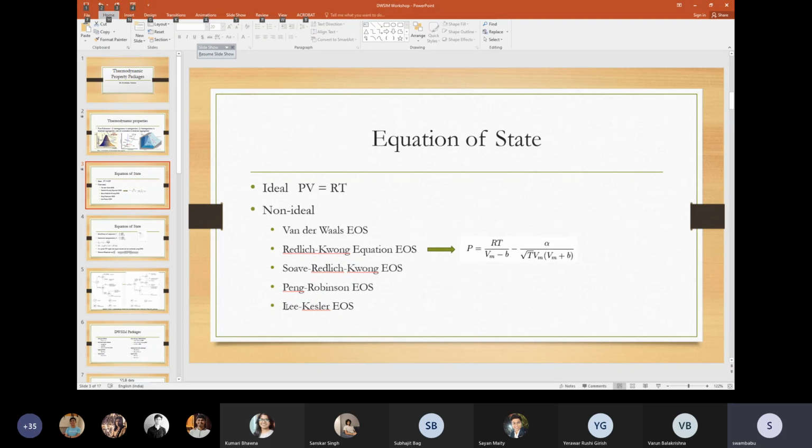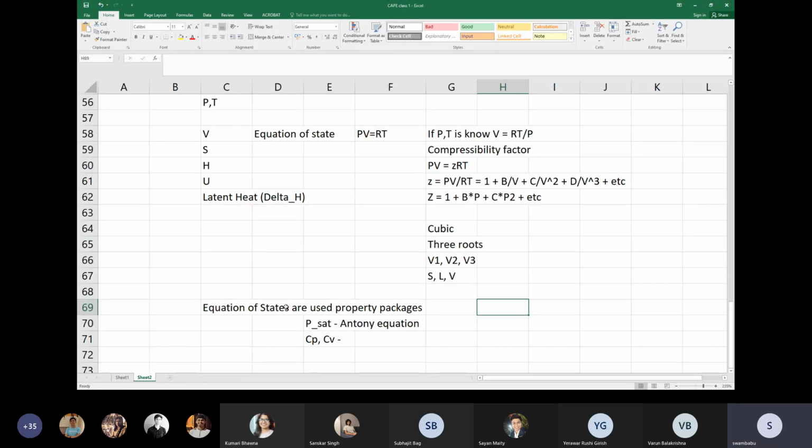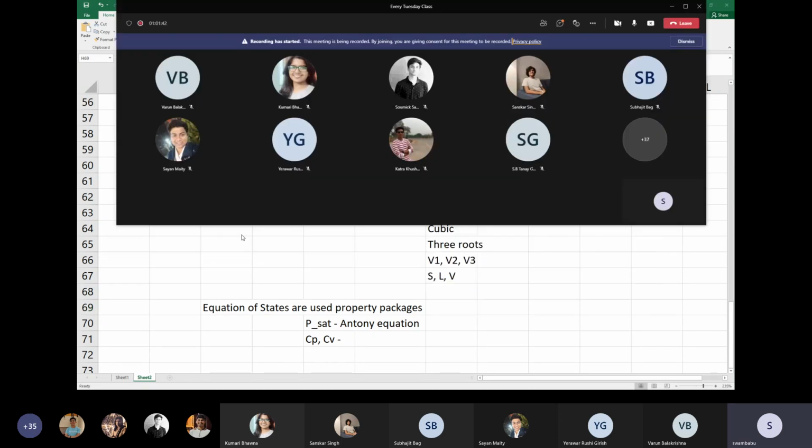So I hope my explanation gives you an idea of how the equation of state is related to the property packages. I hope you're able to understand. If there are any questions from your side now, you may ask me. Okay, probably no question.